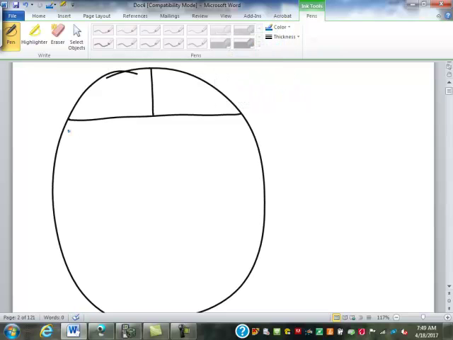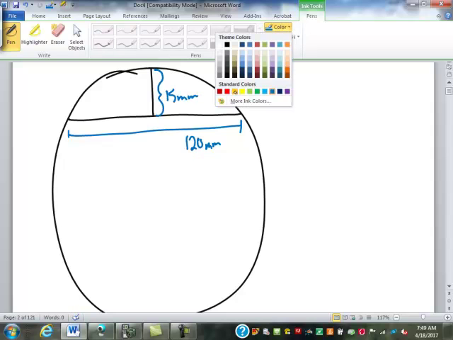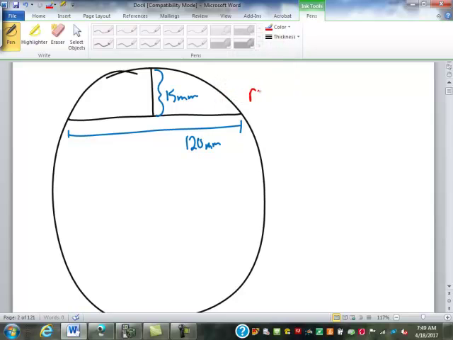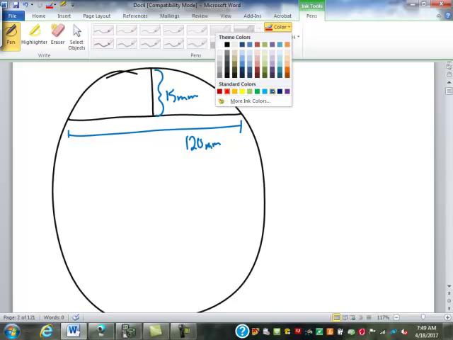So if I give you that this chord is 120 millimeters, and this is 15 millimeters. Find the radius of that circle for me.